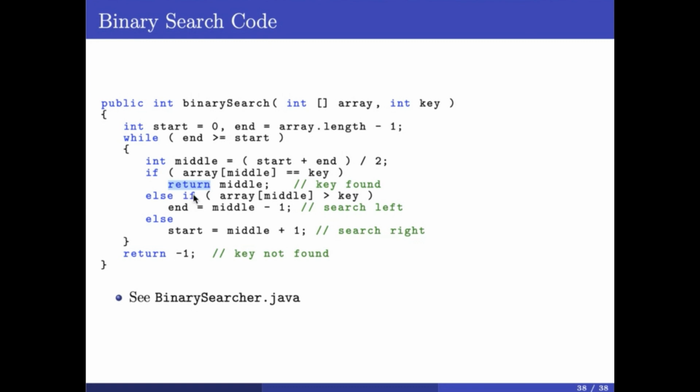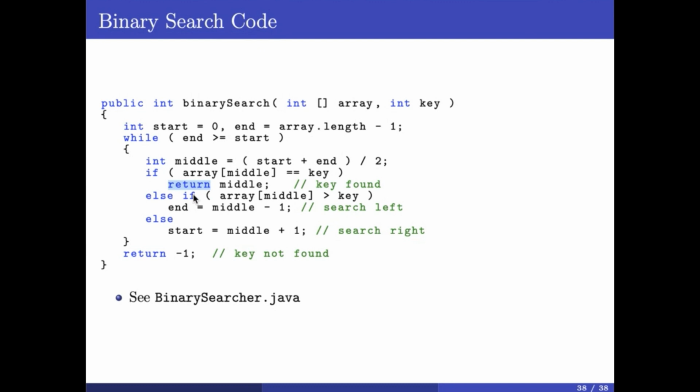Else if, what if? It depends now. It's not equal to the middle. The value stored in the middle does not match the element I'm looking for, the search key that we have. Now I need to decide: either jump to the right half, or continue searching in the left half of the array.